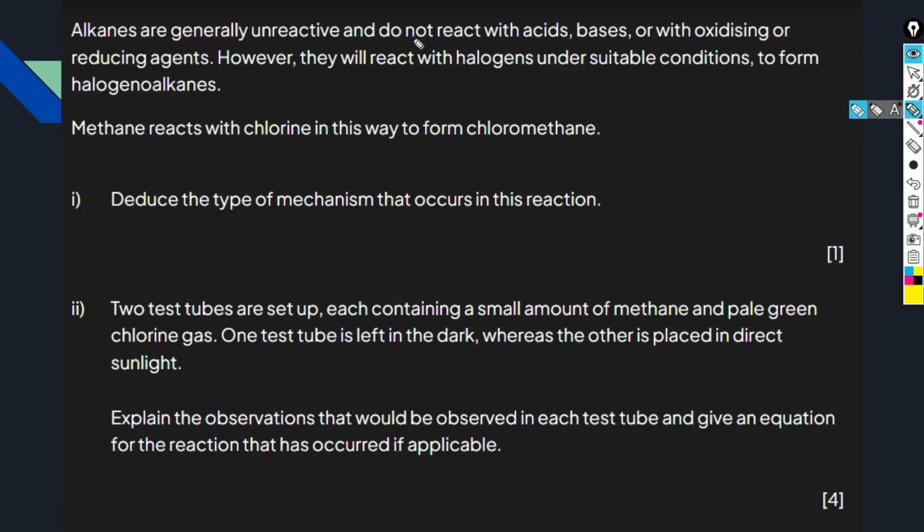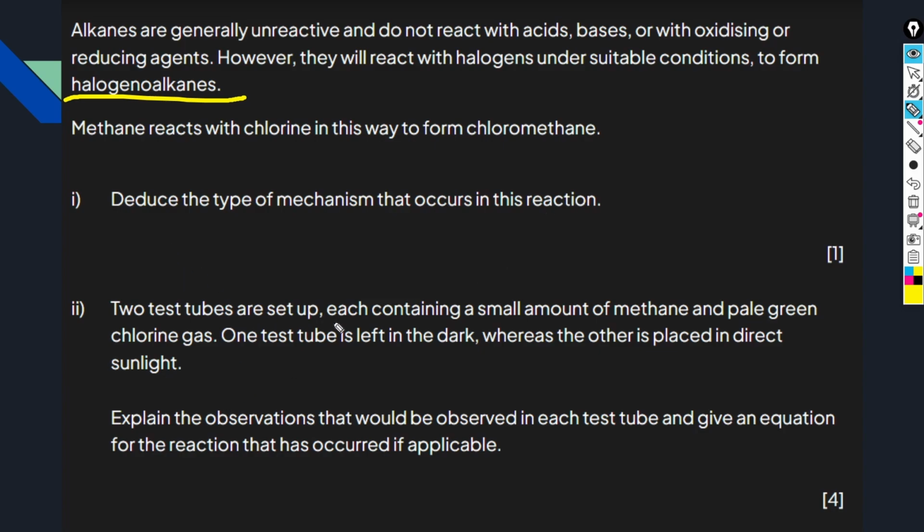Alkanes are generally unreactive and do not react with acids, bases, or with oxidizing or reducing agents. However, they will react with halogens under suitable conditions to form halogenoalkanes. Methane reacts with chlorine to form chloromethane. This is the type of reaction that occurs here. Like we talked about, this is a free radical substitution reaction.